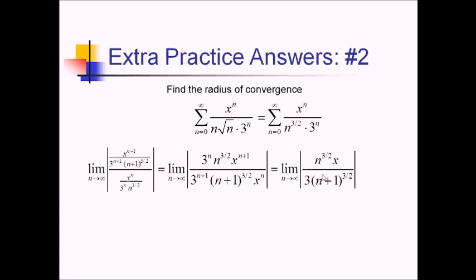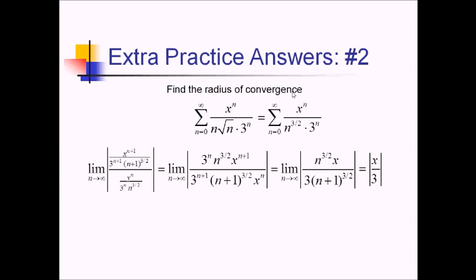As n approaches infinity, we can forget about this little plus 1 in here. So we really just have n over 3n, or n to the 3/2 over 3n to the 3/2. That reduces to 1 over 3. And then we still have this x hanging around, which gets treated as a constant. So we have the absolute value of 1/3 x.